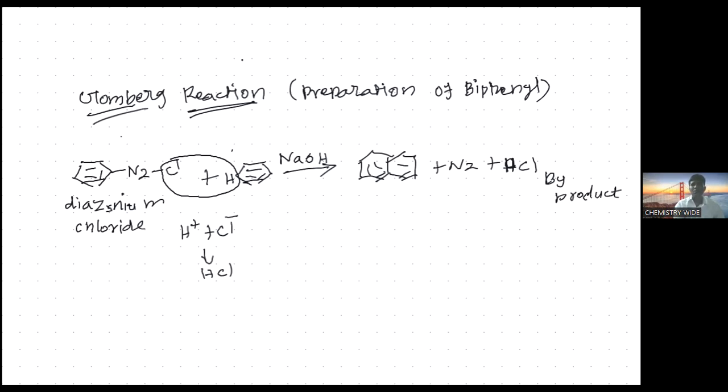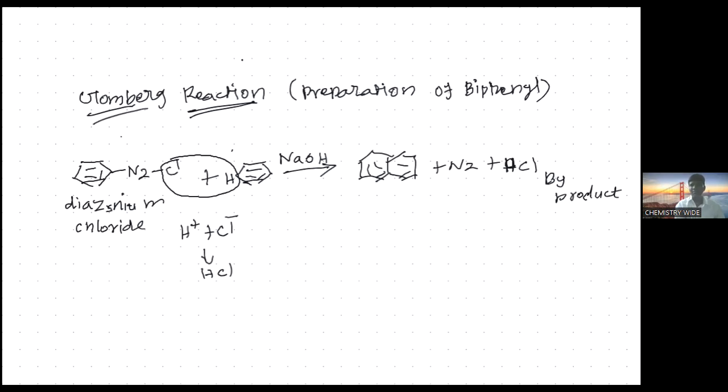Because we know that chlorine valence is 7, hydrogen valence is 1. So here chlorine needs 1 electron. It attains stability or the octet rule. So in this reaction, chlorine and hydrogen are going to form HCl and N2 is going to eliminate.